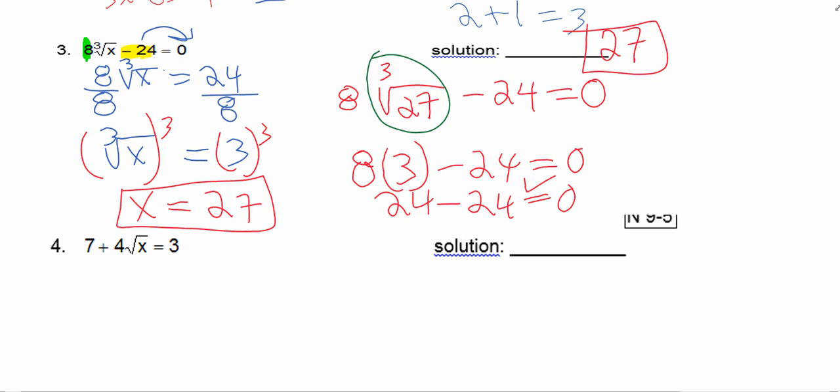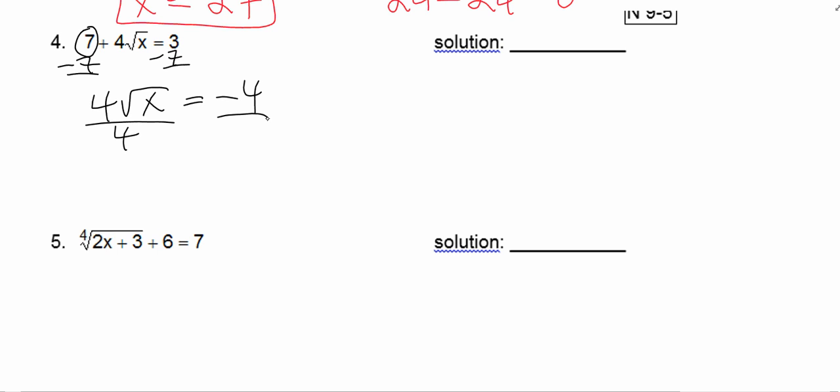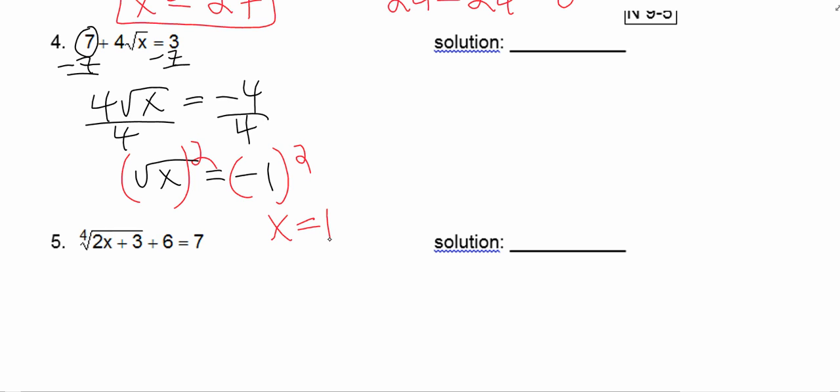Alright, let's take a look at problem number 4, and then we'll make this the last one here. Not a whole lot different on this one. We still need to get everything by itself, so I'm going to go ahead and subtract 7 on both sides, and you get 4 square root of x equals negative 4, and we're going to divide both sides by 4, and we get the square root of x equal to negative 1, and we'll go ahead and square that, and when we square that we get x equals 1.